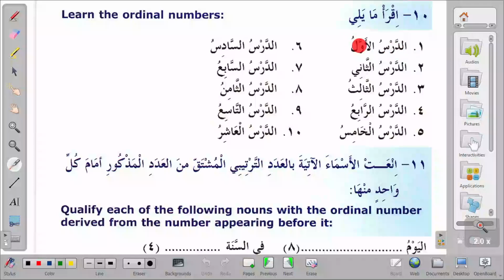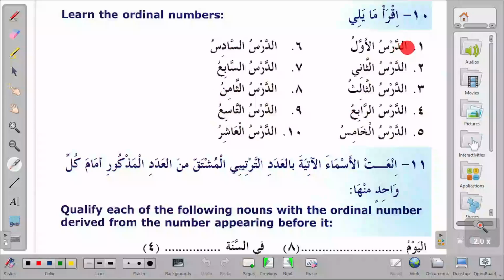So Awwal is first, Ath-thani is second, Ath-thalithu is third, Ar-Rabi'u is fourth, Al-Khamisu is fifth, As-Sadisu is sixth, As-Sabi'u is seventh, Ath-Thaminu is eighth, and At-Tasi'u is ninth, wal-Ashiru is tenth. So there are no deep grammatical explanations required here, because as I said, they are na'at, a noun and then its adjective. They are acting like an adjective.